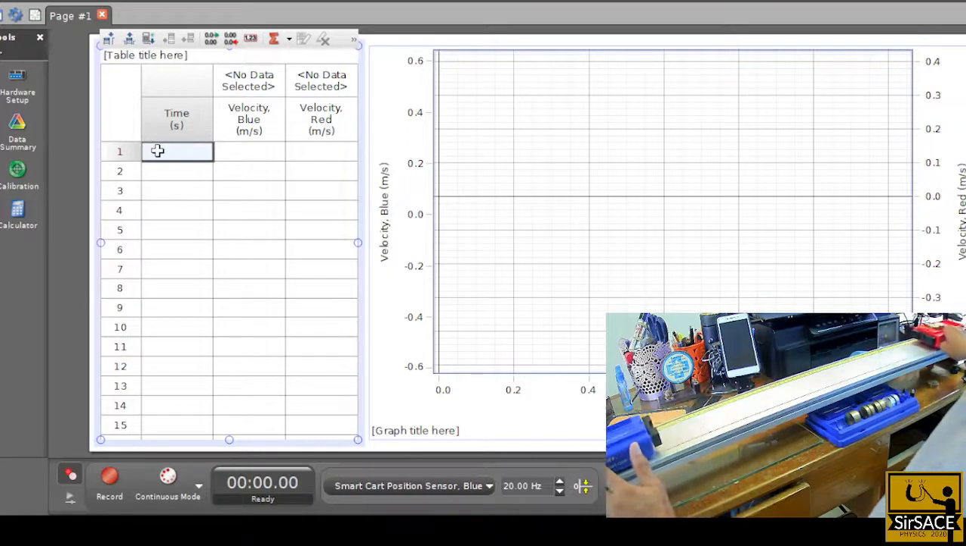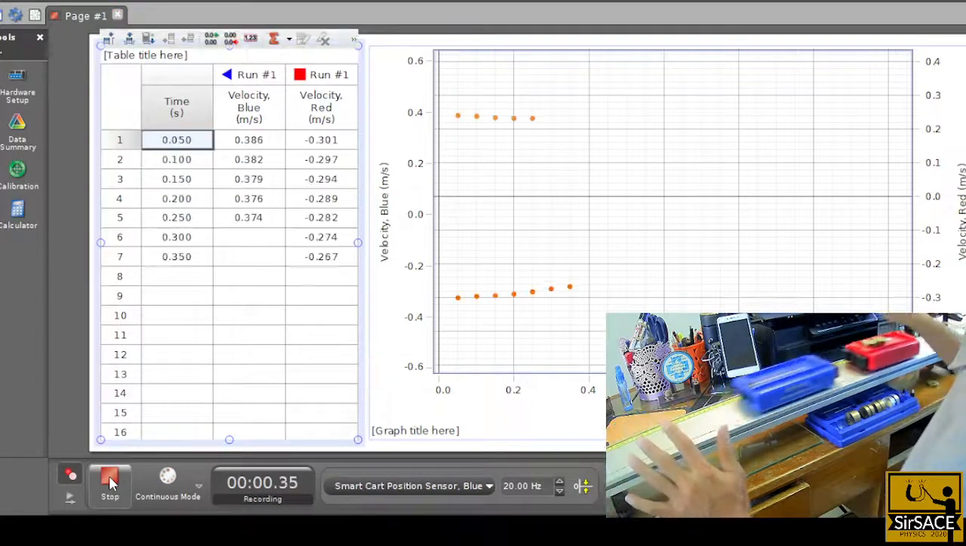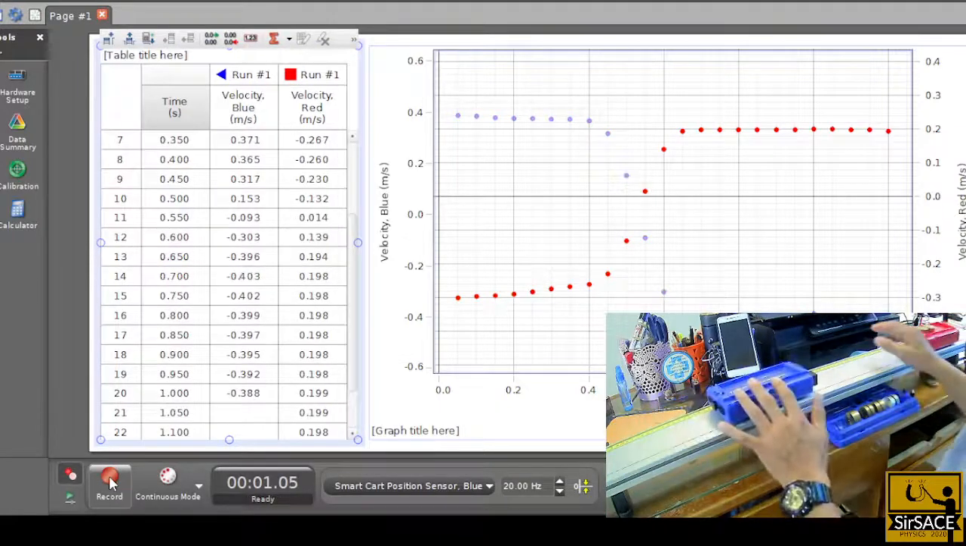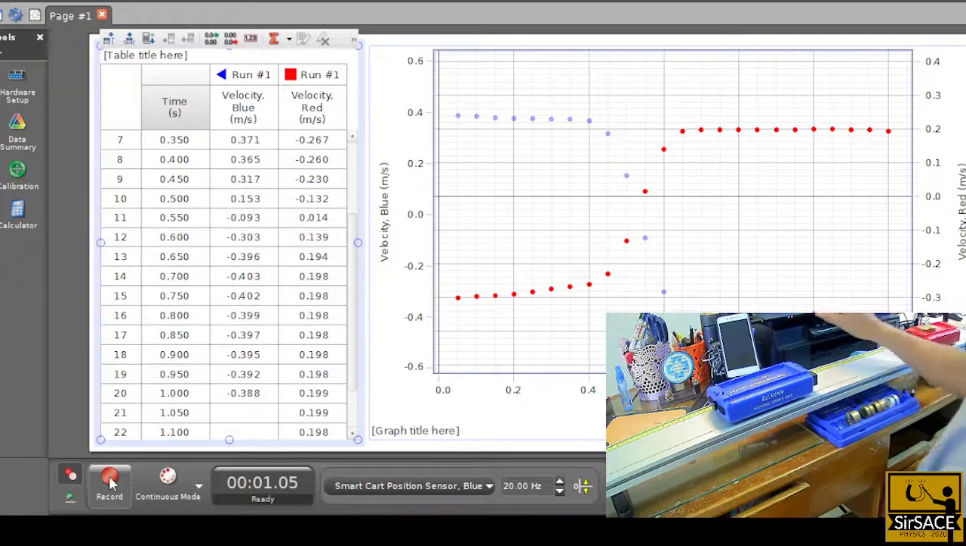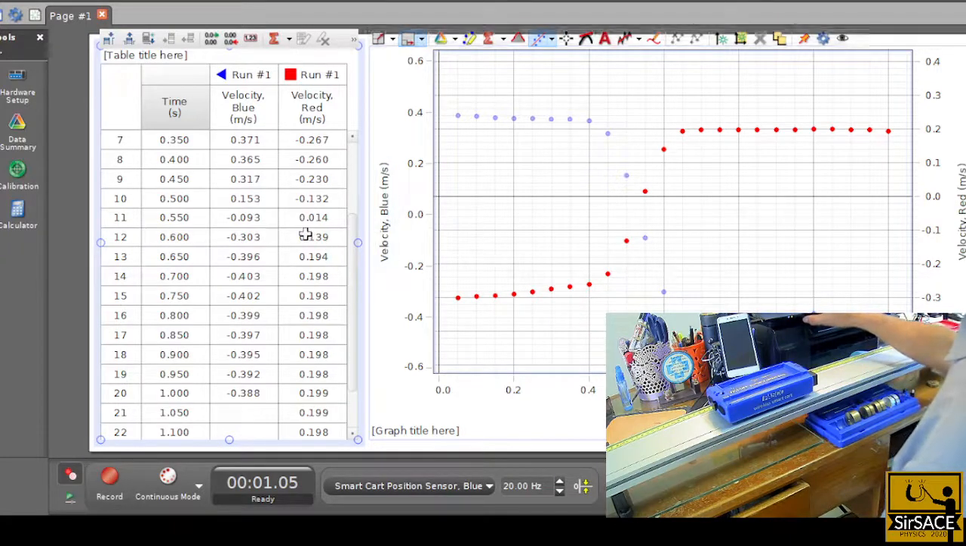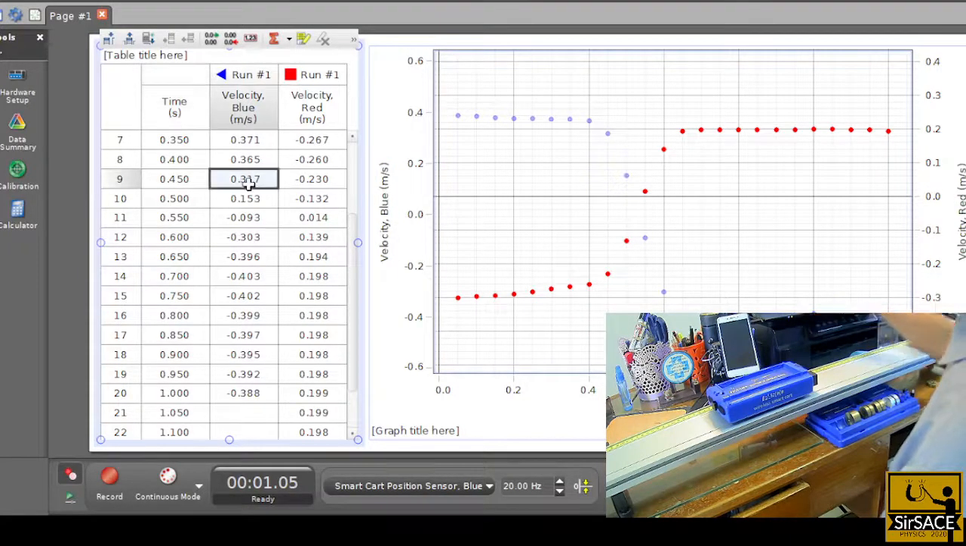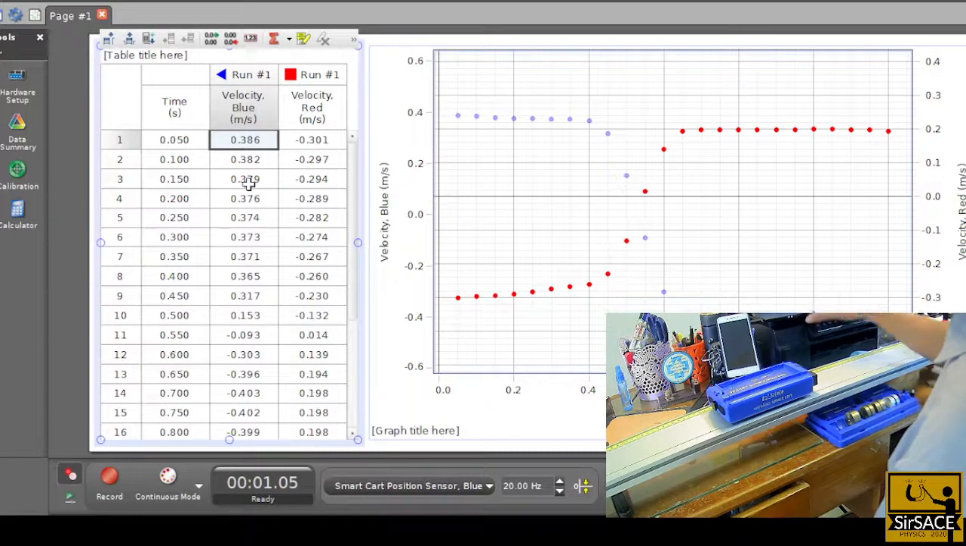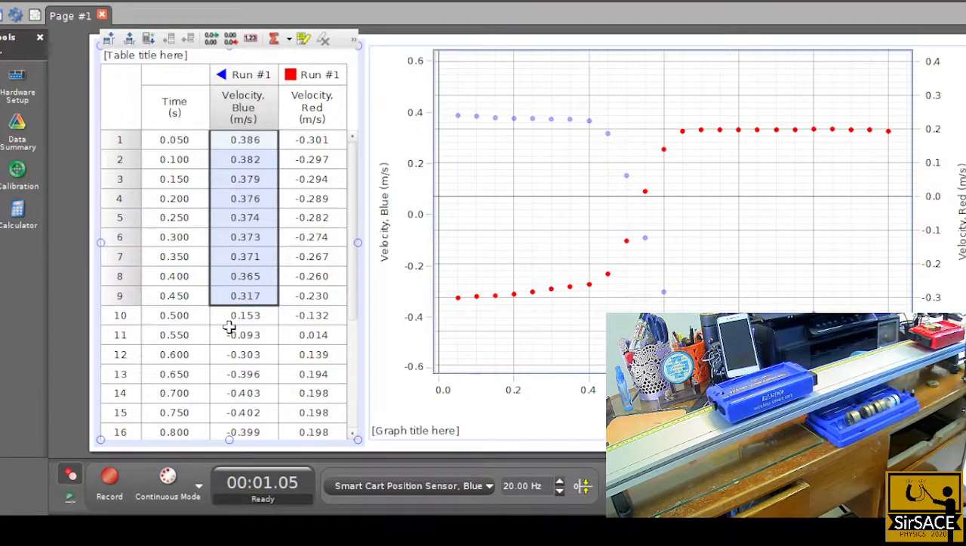Okay, so let's click the record button, then allow them to collide. That's it. Okay, so that's the data. Again, for the initial velocity, take the average from here up to the positive maintained velocities. So take the average of that, of the velocity for the blue initial velocity.